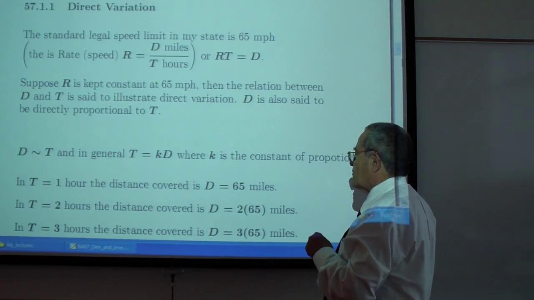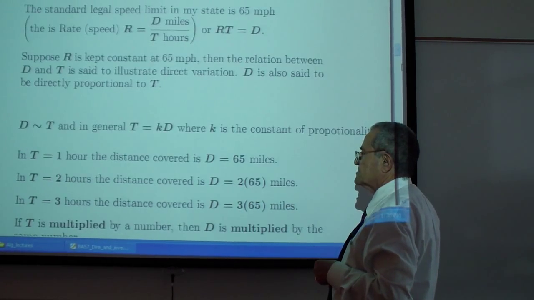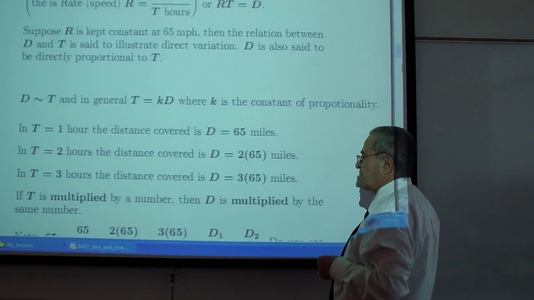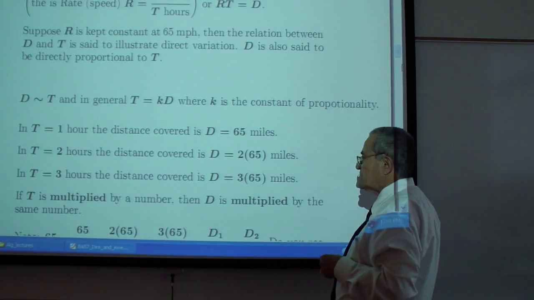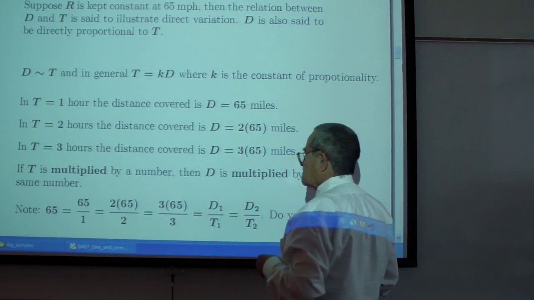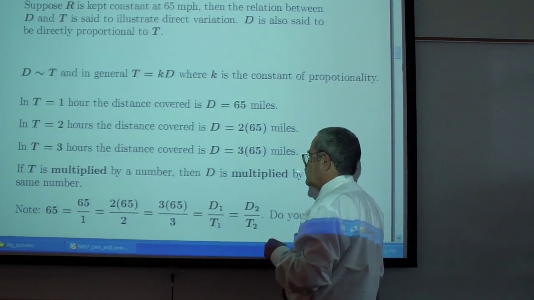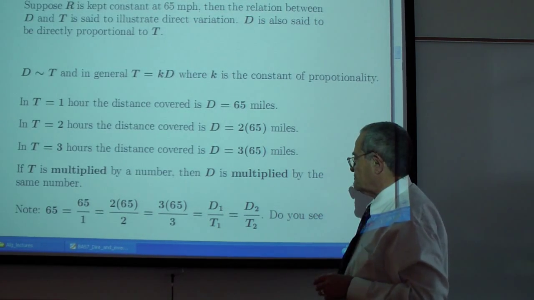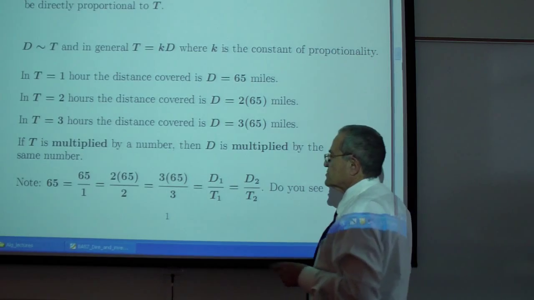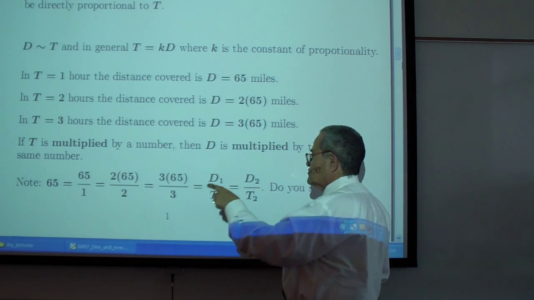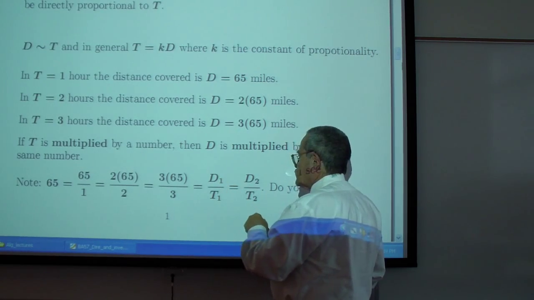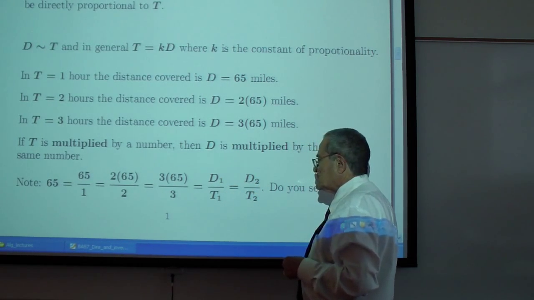In T, which is 1 hour, the distance is 65 miles. If T is 2, the distance is 2 times 65. If T is 3, the distance is 3 times 65. If T is multiplied by a number, then D is multiplied by the same number. That is direct variation. So 65 is 65 over 1, 2 times 65 over 2, and so on. Distance 1 over time 1 equals distance 2 over time 2.